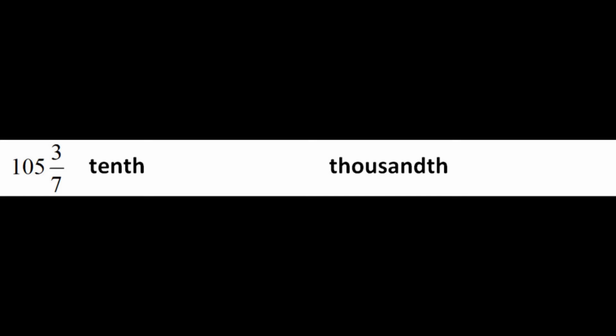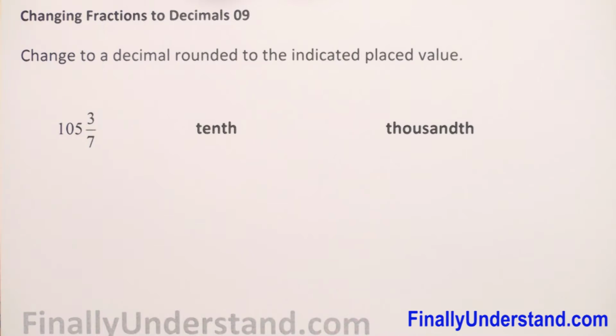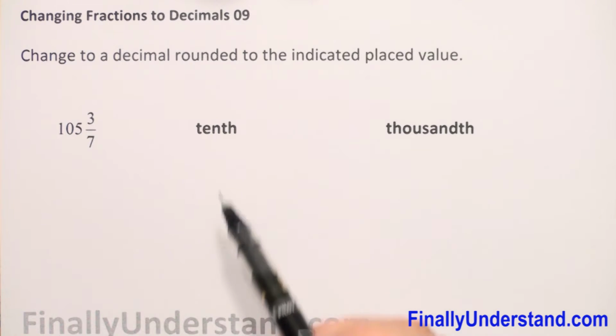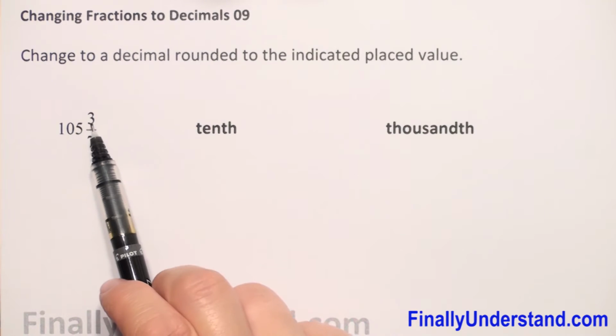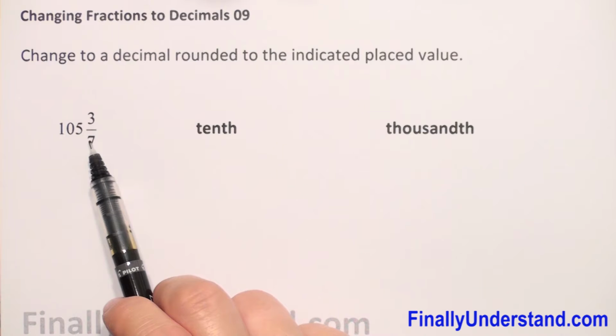We have a given mixed number and we need to change this number to a decimal number, and we need to round to the tenth and thousandth. So first, when we have a mixed number, the whole number we always copy, and we need to change only the fraction to a decimal number. How do we do this?